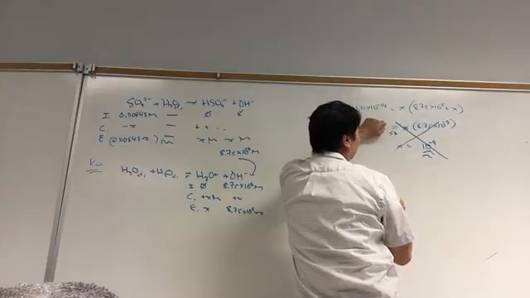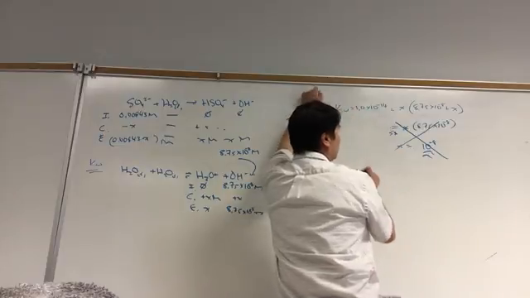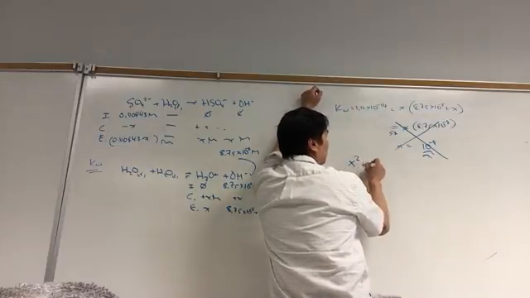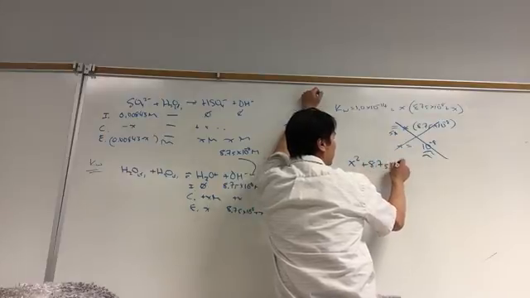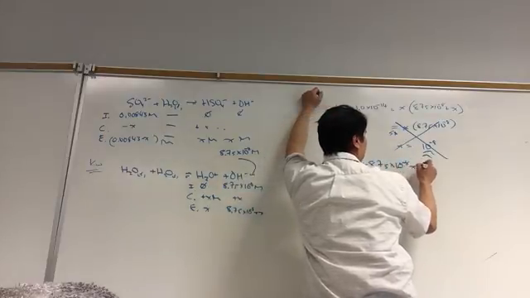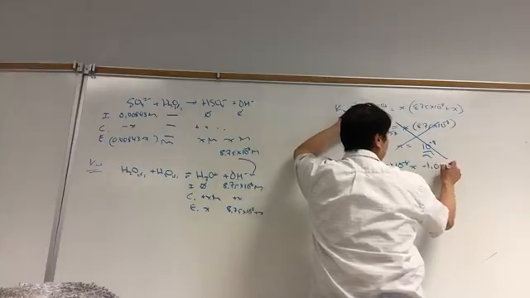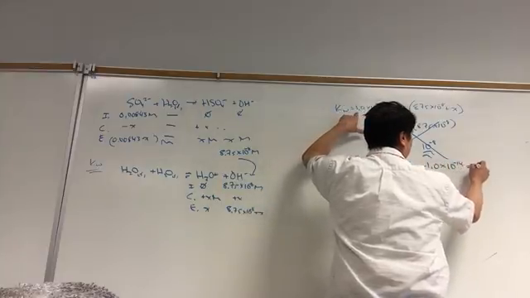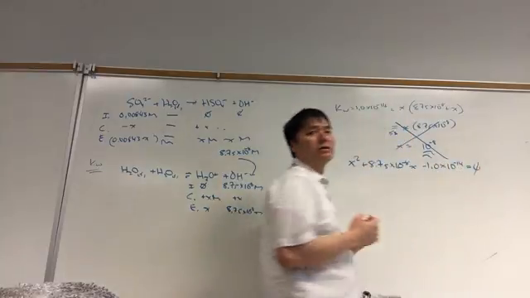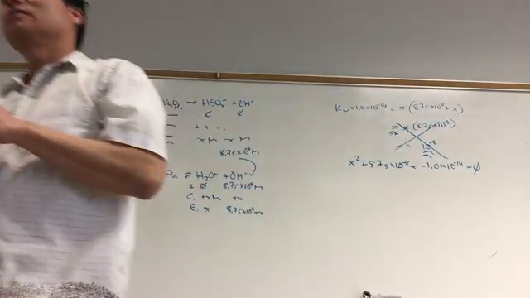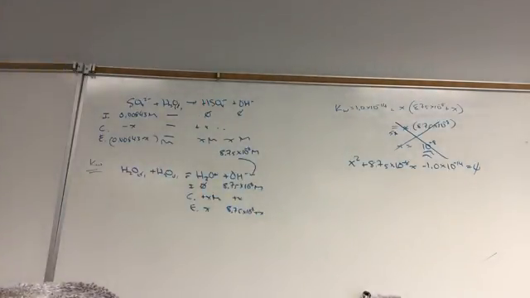And so the simplifying assumption fails. And so we have to use the quadratic, which is going to be x squared plus 8.75 times 10 to the minus 8 x minus 1.0 times 10 to the minus 14 is equal to 0. So does somebody have a quadratic calculator? Punch that out. You have one, right, Sam?